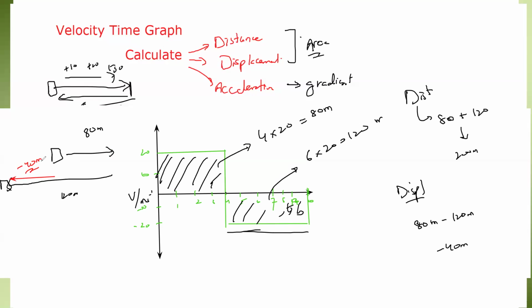Is it clear, this example about the distance covered by an object and the displacement? The distance and the displacement will be the same if the object does not change the direction. But if the object changes the direction, the distance and the displacement will not have the same value. They will have different values.